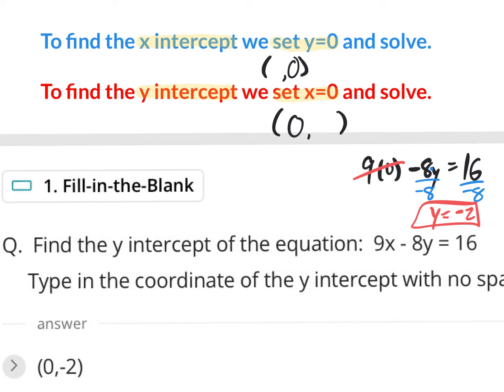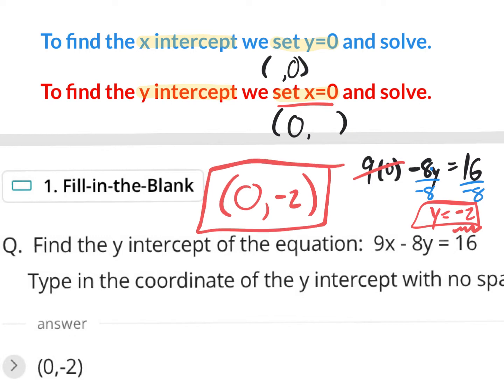Now, it does say type in the coordinate of the y-intercept. Give me the actual answer, the actual location, the actual coordinate. As we did, we set x equal to 0. So it's 0, comma, the y value is negative 2. There's your answer, 0, comma, negative 2. Please type this in with no spaces between your terms. Type in the parenthesis, the 0, the comma, the negative 2, no spaces, and close the parenthesis. Hit enter, and that'll be your answer, the ordered pair.